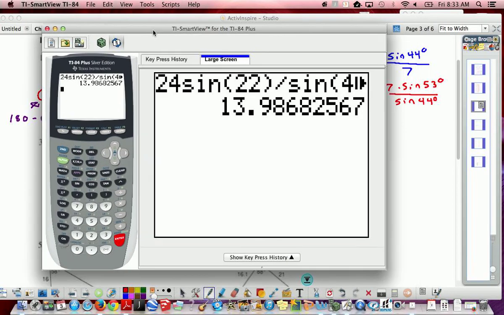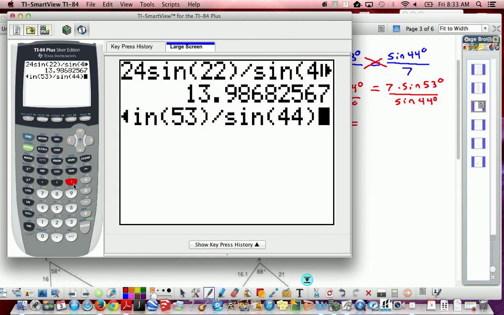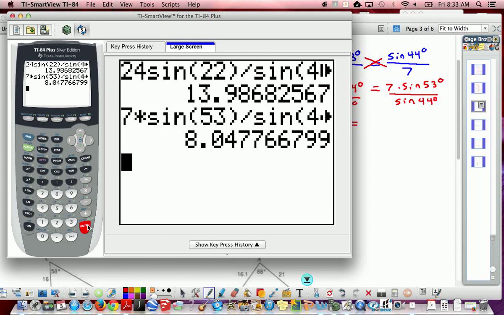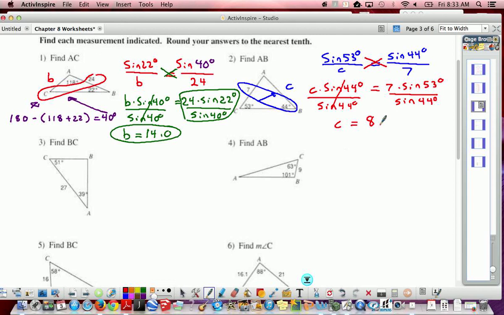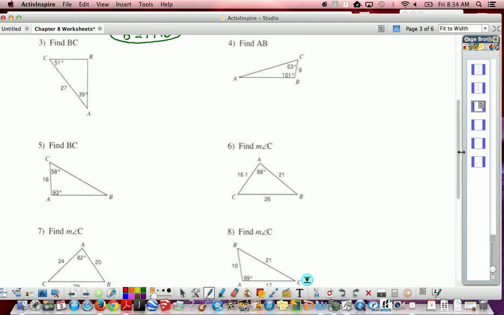So let's go ahead and plug this one in. So we have 7 times sine of 53, close that parenthesis, divided by sine of 44. Close my parenthesis, go ahead and hit enter. This one rounds to 8.0 since we're still rounding to the nearest tenth. All right, 2 down, 8 to go.